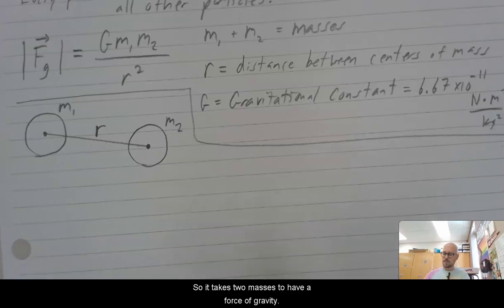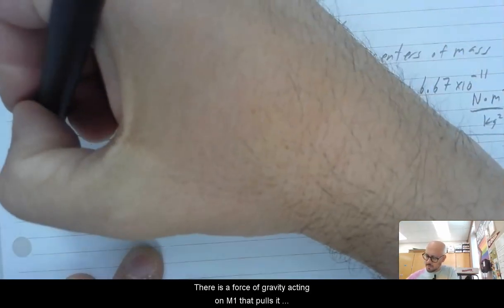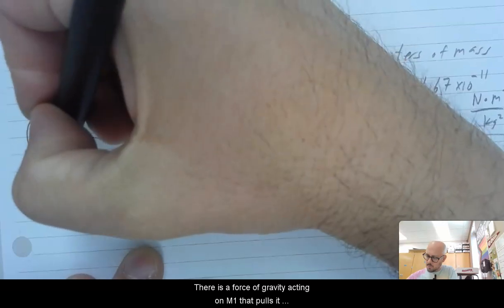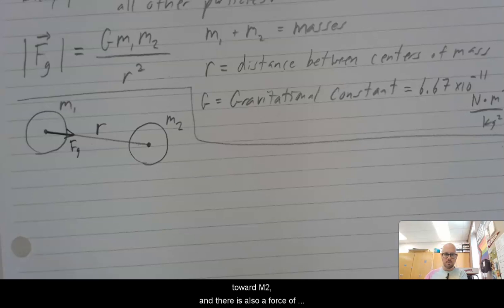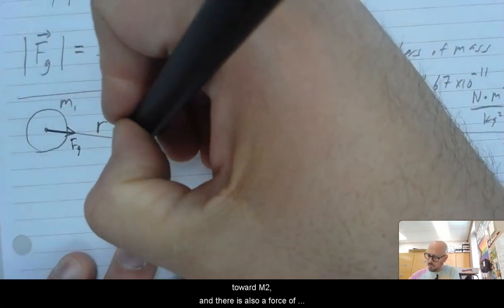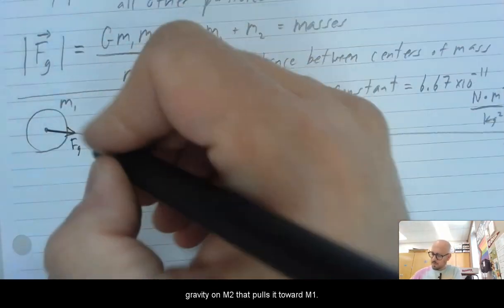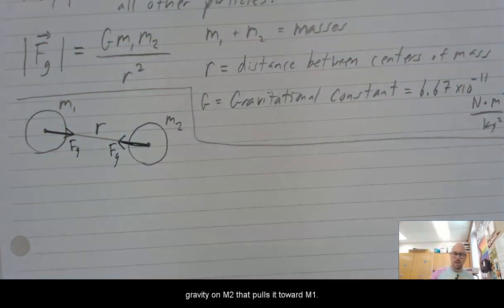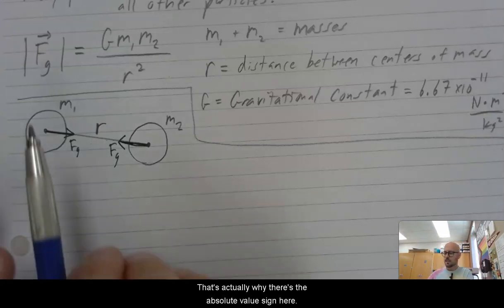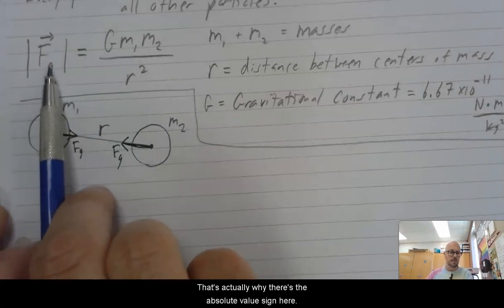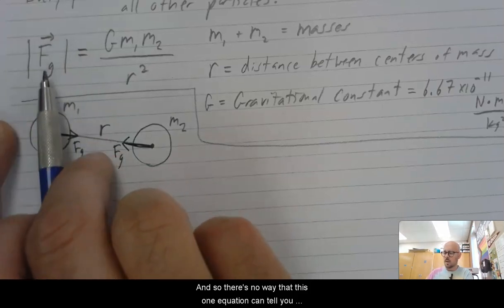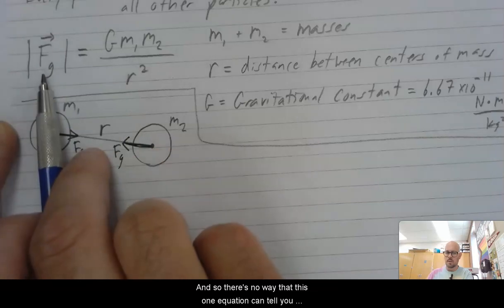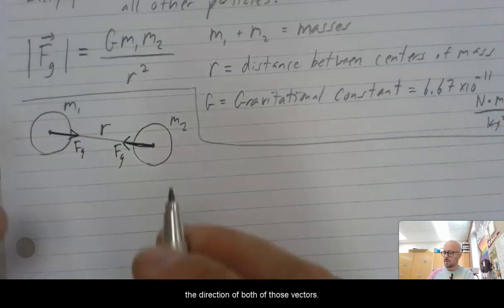So it takes two masses to have a force of gravity. There is a force of gravity acting on M1 that pulls it toward M2. And there is also a force of gravity on M2 that pulls it toward M1. There are a couple of things about those. Notice that they are in opposite directions. That's actually why there's the absolute value sign here. These two forces are in two different directions, and so there's no way that this one equation can tell you the direction of both of those vectors.